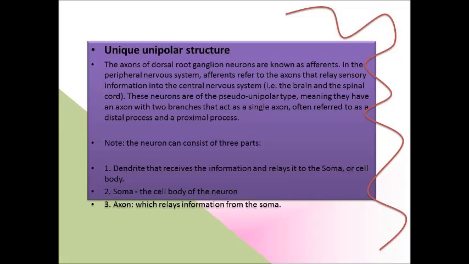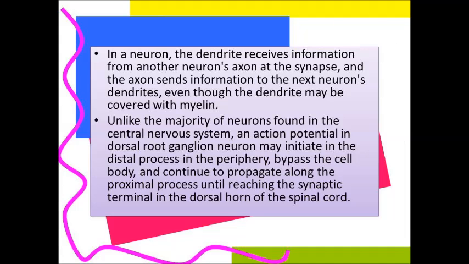Note, the neuron can consist of three parts. 1. Dendrite, which receives information and relays it to the soma or cell body. 2. Soma, the cell body of the neuron. 3. Axon, which relays information from the soma. A neuron's dendrites receive information from another neuron's axons at the synapse, and the axon sends information to the next neuron's dendrites, even though the axon may be covered with myelin.